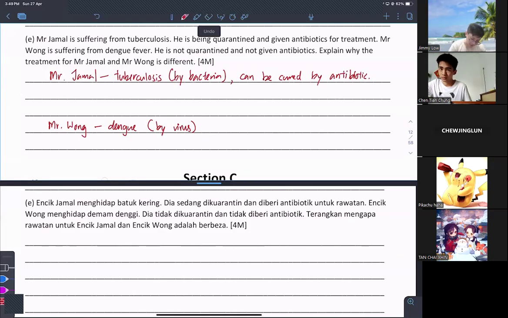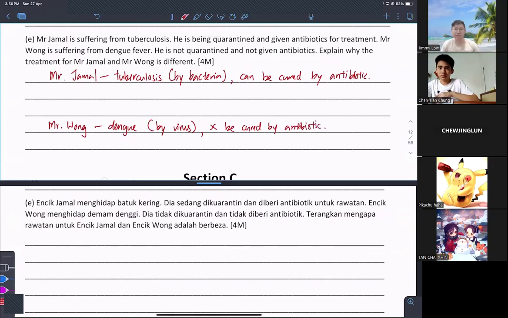Okay, then this one cannot be cured by antibiotic. You don't need to mention any antiviral stuff, but in fact, dengue has no antiviral. Okay, you just follow the question. Not given antibiotic. Okay, so you say no need, cannot be cured by antibiotic.